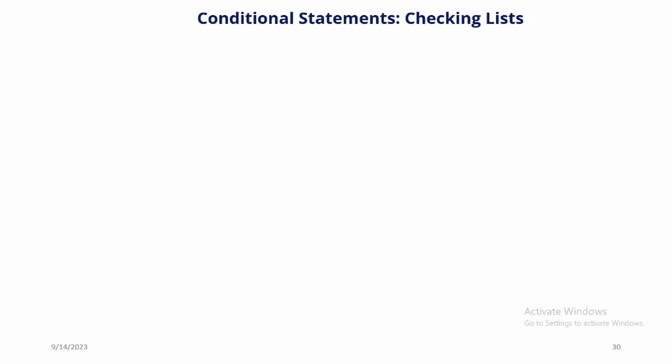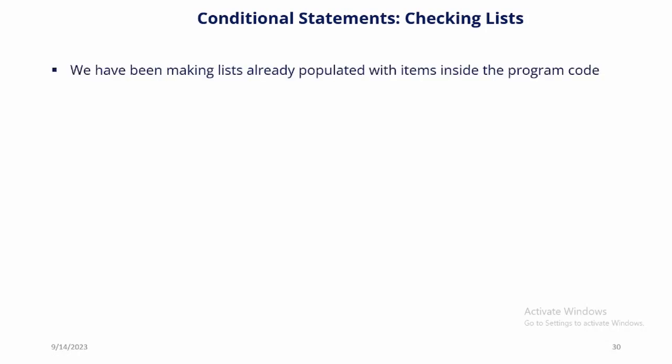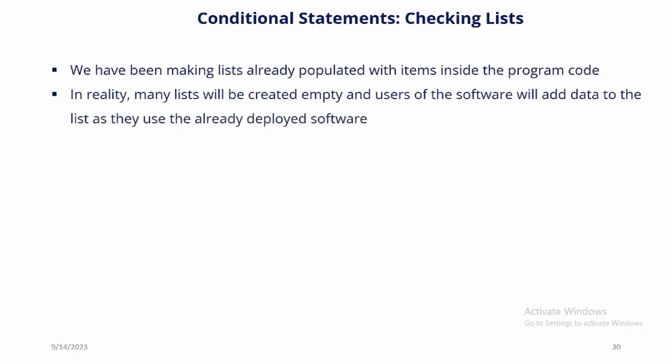This time around we want to make practical use of what we have been learning by using it to check lists. We have been making lists that are already populated with items inside the program code since we have been writing programs. However, in reality, many lists will be created as empty, and it is after the software has been deployed that users will begin to add data to populate the list. For example, when you create a software to accept customers, you don't know how many customers are coming to register. So you create an empty list, and when the customers begin to register, their data begin to populate the list that you have created.